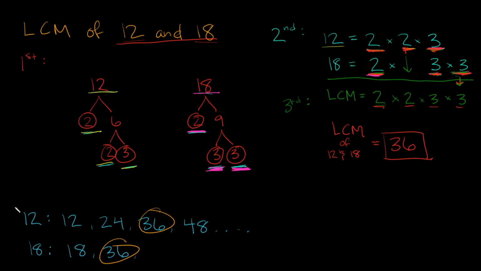So again, with smaller numbers, like 12 and 18, it's normally a little quicker to just list them out, but with bigger numbers, this prime factorization method that we just did is gonna be way quicker. But I just wanted to show you how the method works with some smaller numbers, just so it's a little easier to understand. Okay, so now let's do a couple examples with some larger numbers.